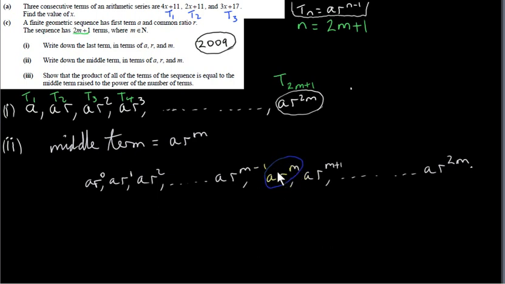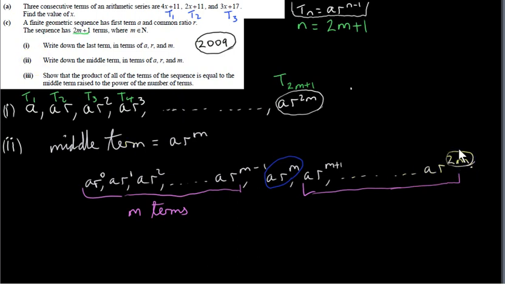But if we count the number of terms that are below ar to the power of m, what do we get? Well, we're going from 0 up to m minus 1. Well, 1 up to m minus 1 is m minus 1 terms, and then we add on this term, so we get m terms. How many terms do we have here? Well, if you look at 2m, 2m can be written as m plus m.